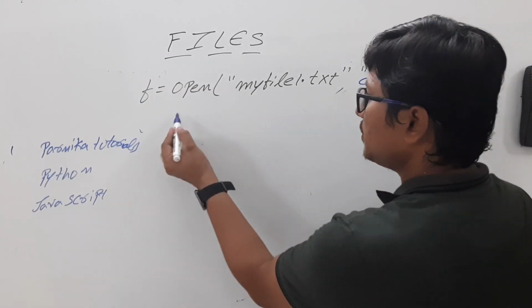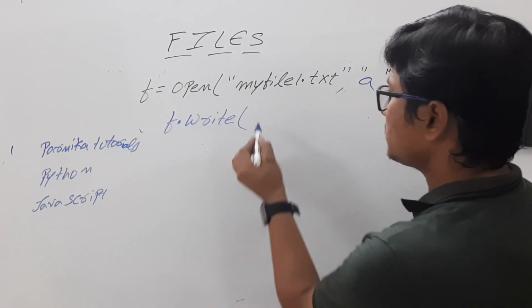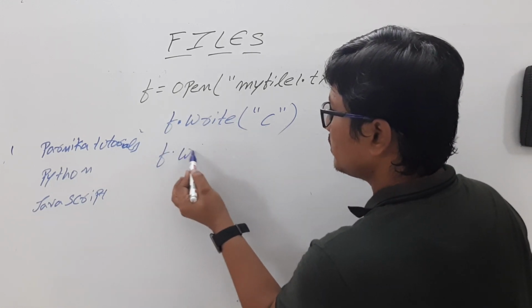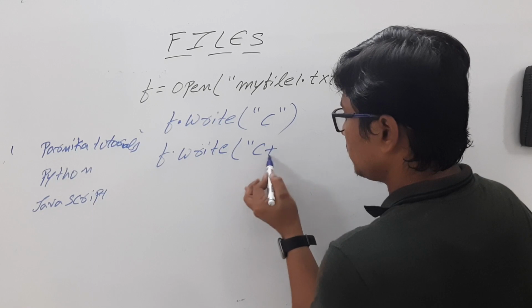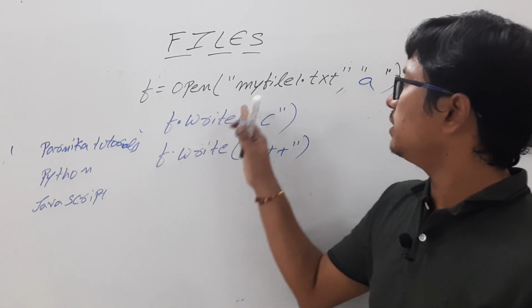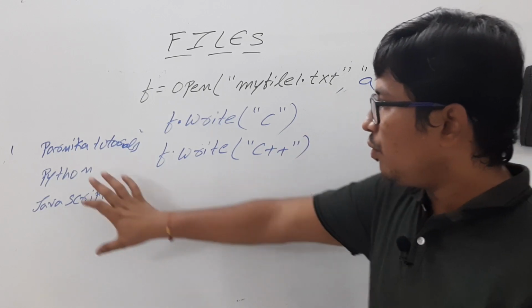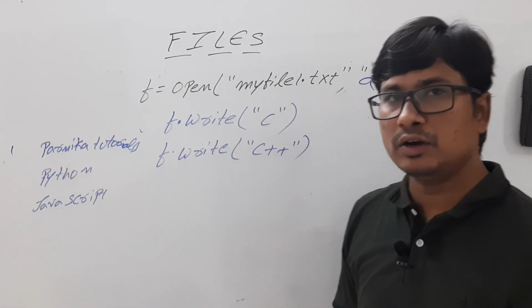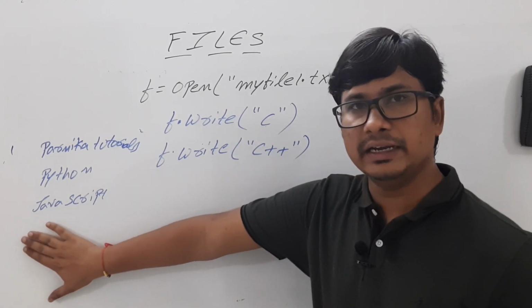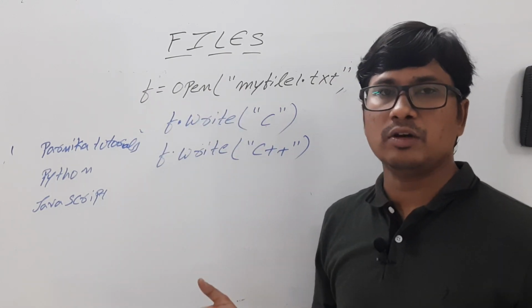Now what you need to do is f.write. Let me write it as C, then you can provide C++ here as well. Like this you can do. This information will be stored in the file called myfile.txt. As you are opening the file in the append mode, whatever information is already in myfile.txt will remain, and whatever new information you add will be added at the end. Is it clear? So this is about the various modes in the file.